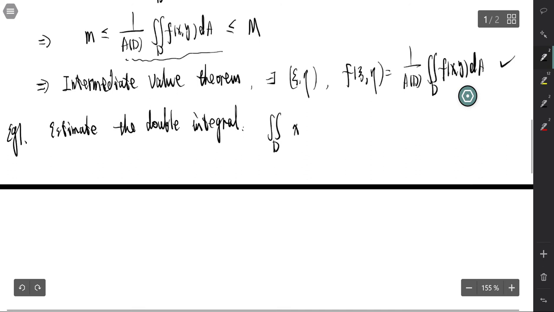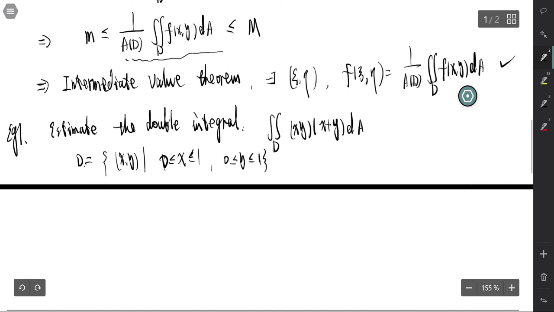Estimate the double integral of x times y times (x plus y) dA, where D equals {(x,y): x greater than 0 and less than 1, and y greater than 0 and less than 1}.